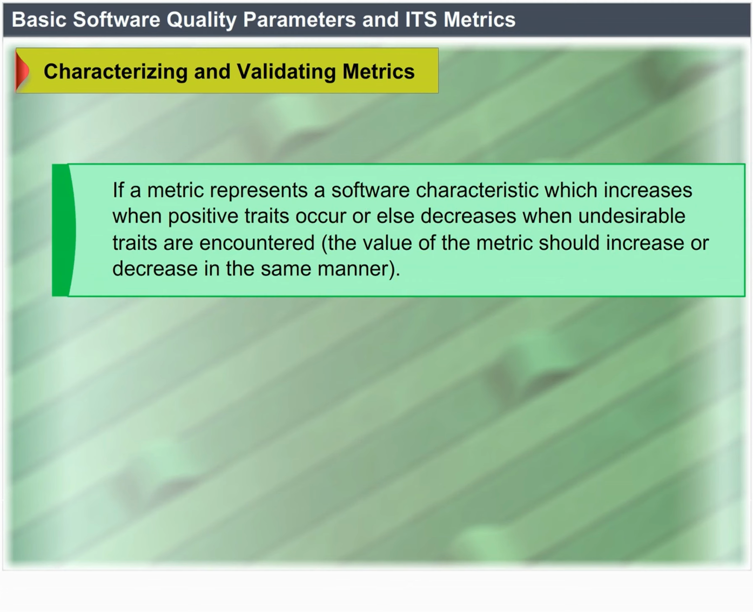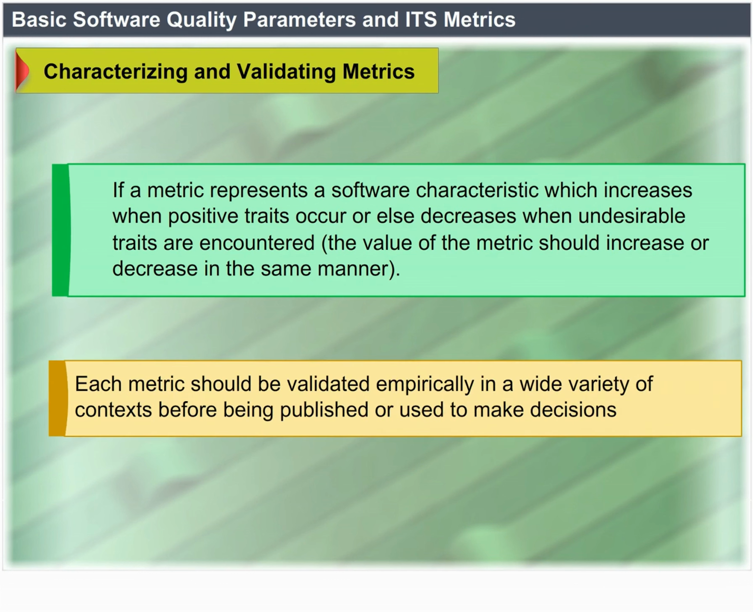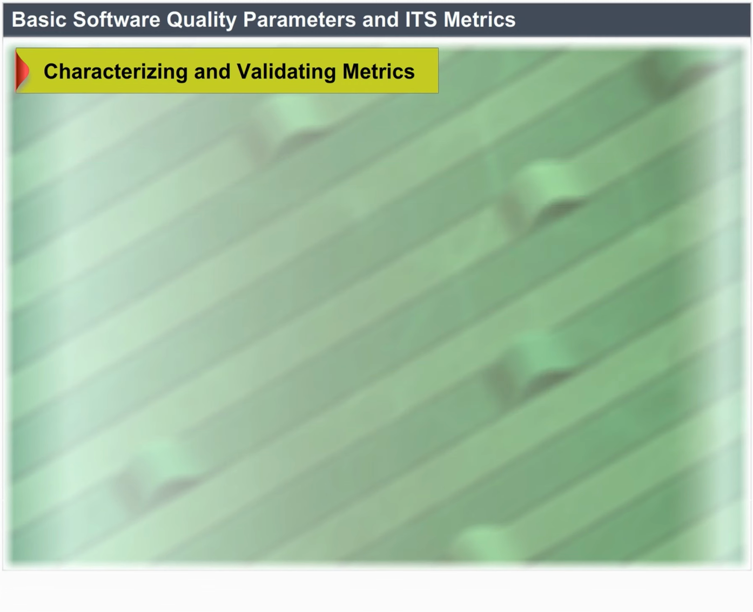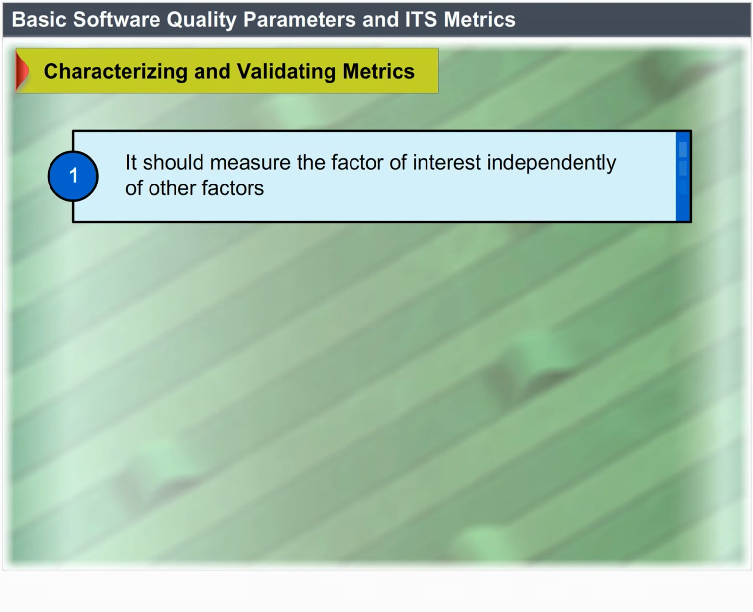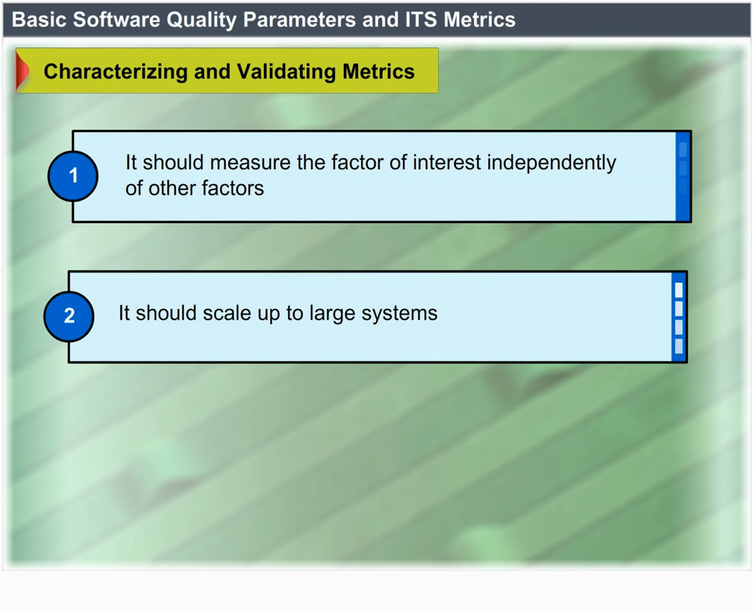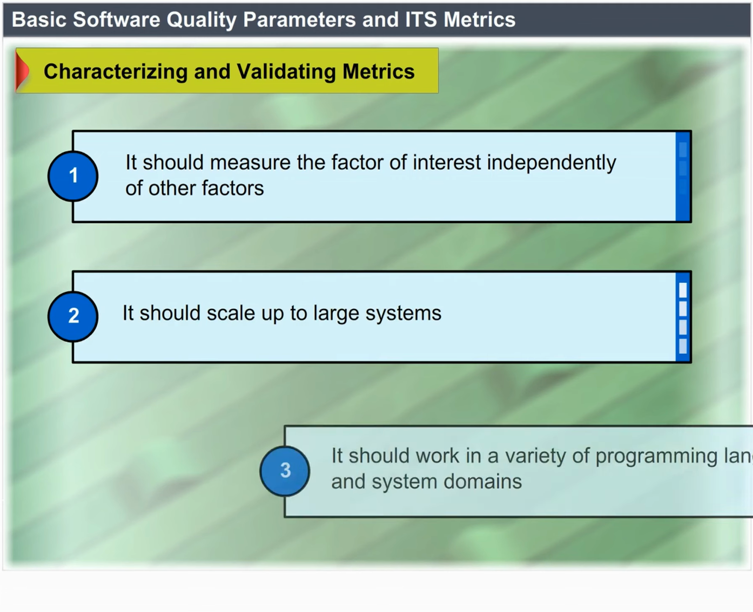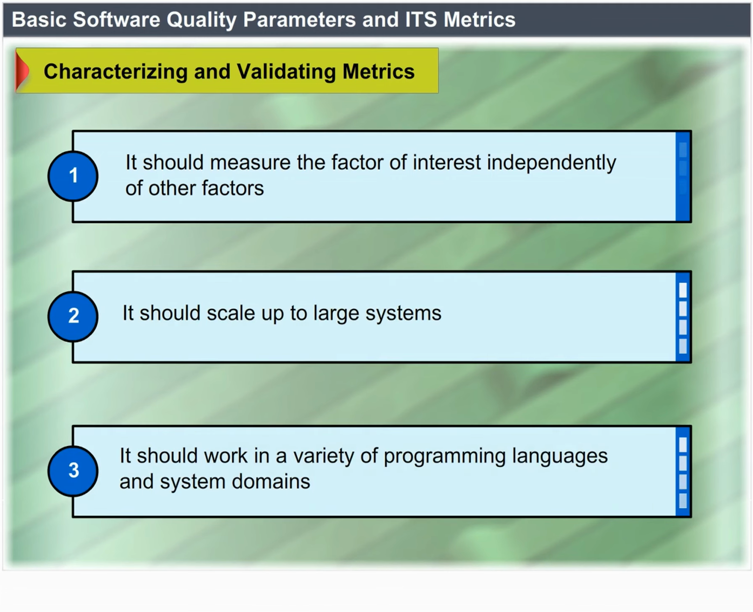If a metric represents a software characteristic that increases when positive traits occur or decreases when undesirable traits are encountered, the value of the metric should increase or decrease in the same manner. Each metric should be validated empirically in a wide variety of contexts before being published or used to make decisions. It should measure the factor of interest independently of other factors. It should scale up to large systems. It should work in a variety of programming languages and system domains.